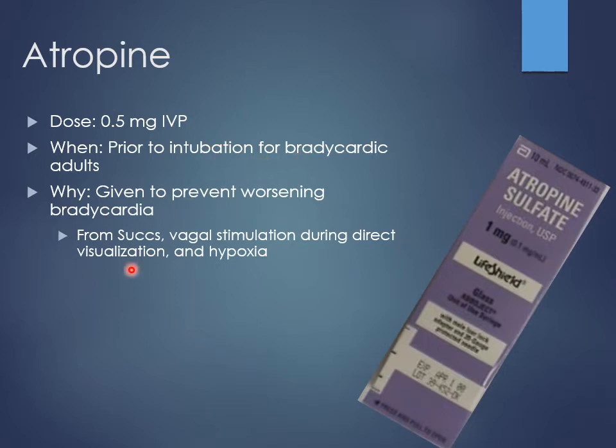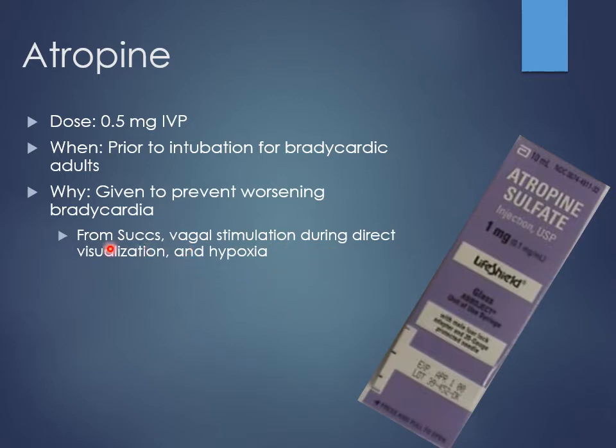So as for patients you might think become bradycardic, obviously if they're already bradycardic at baseline, this would be one case where you want to go ahead and give atropine beforehand to try to speed that up a bit. But certainly this will block that vagal stimulation that occurs during visualization with a laryngoscope.